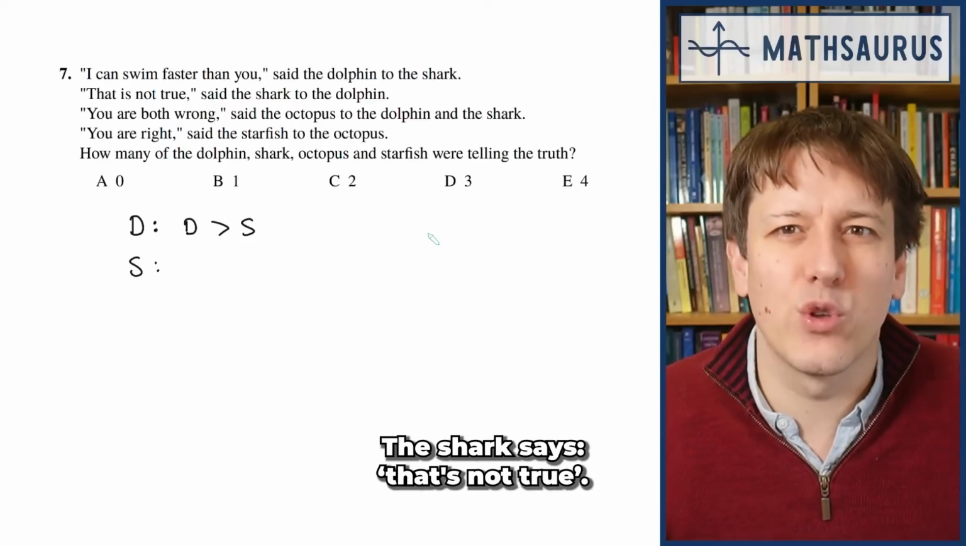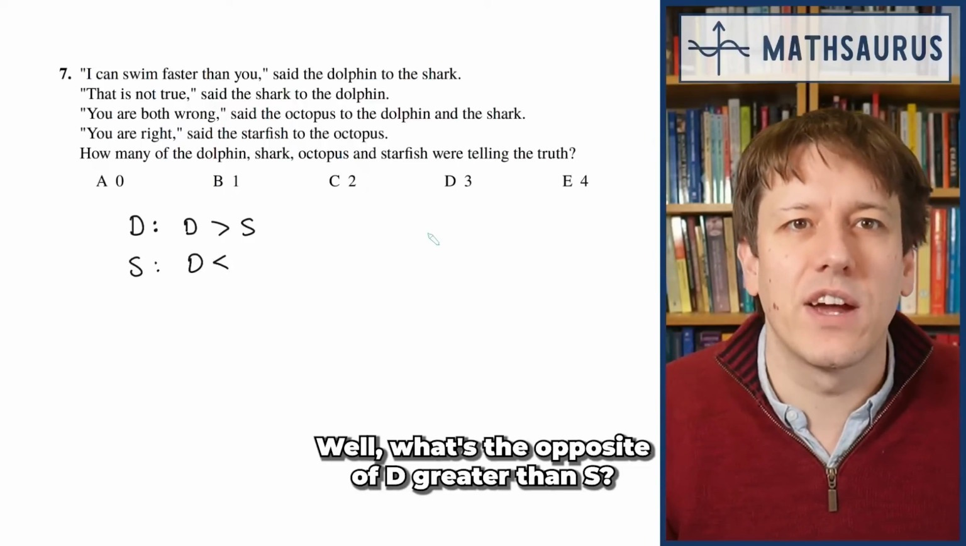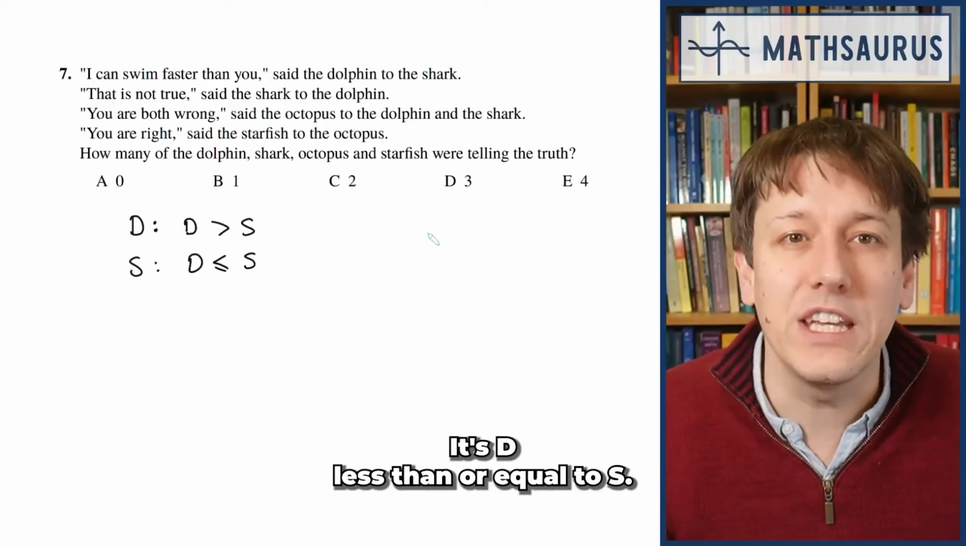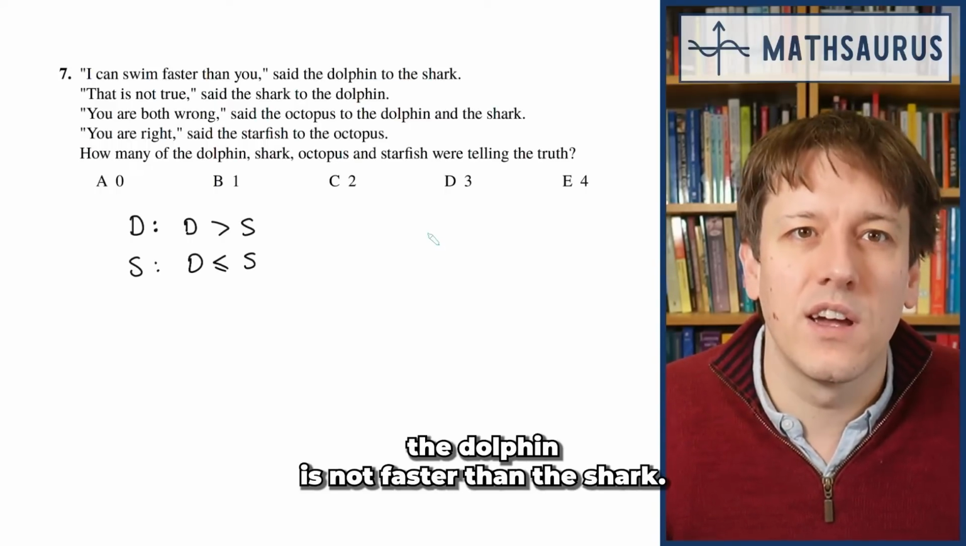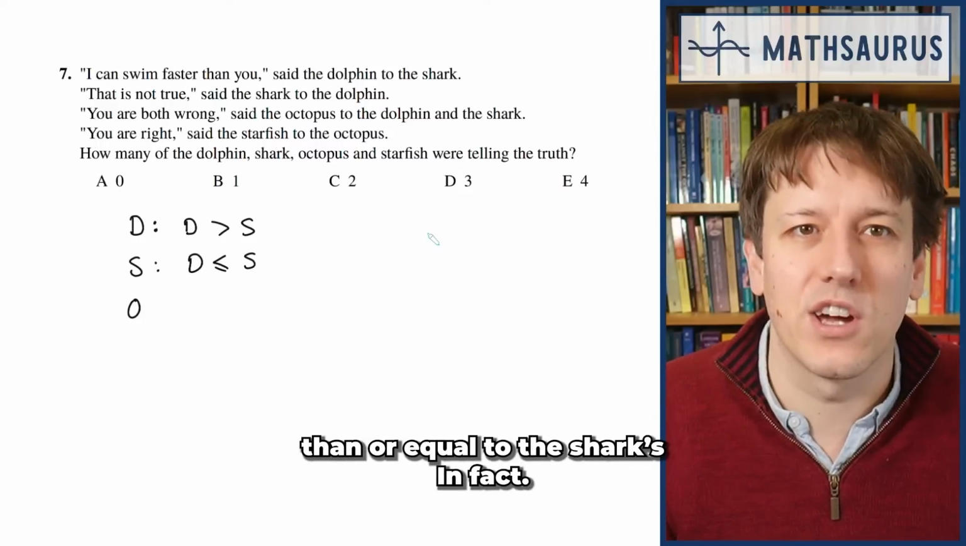The shark says that's not true. Well, what's the opposite of d greater than s? It's d less than or equal to s. So it's saying that the dolphin is not faster than the shark, the dolphin's speed is less than or equal to the shark's, in fact.